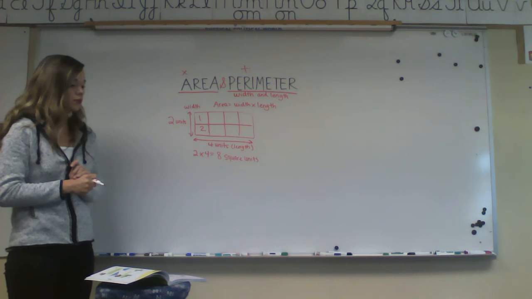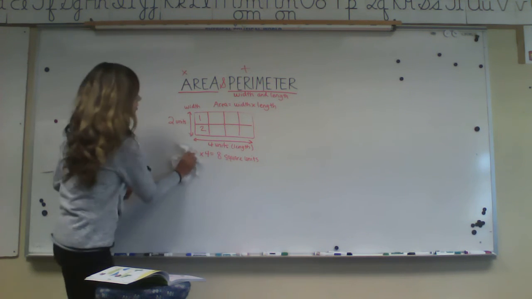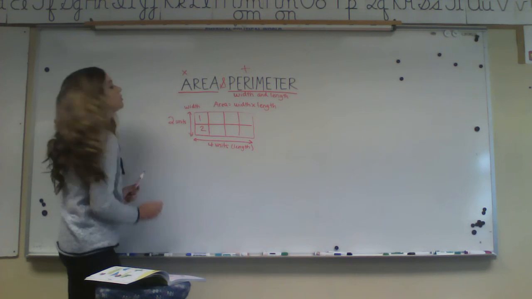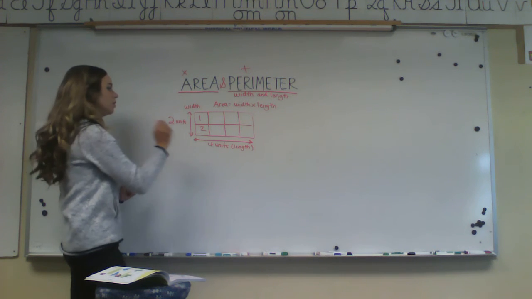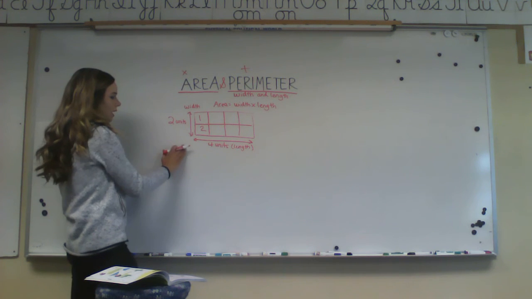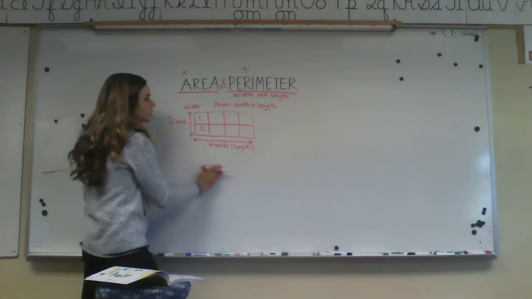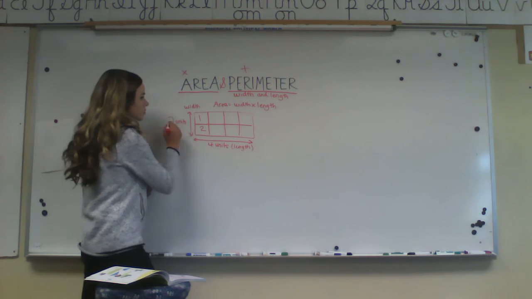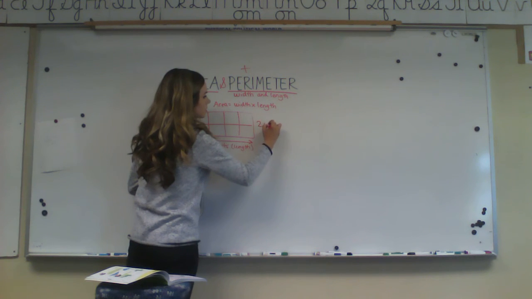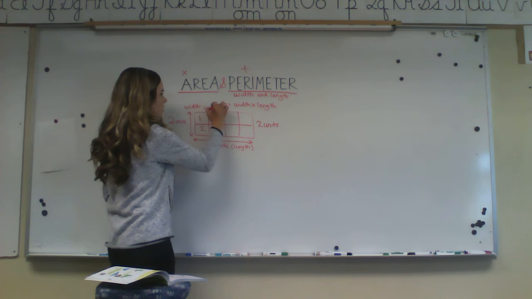Now, if we were to find the perimeter of this same rectangle, let's erase this guy, we are going to add all the sides together. So we have 2 units on this side. We have 4 units on this side. We need to count this side and this side as well. So you already know this side is 2 units, so you know this side is 2 units. And then up here we see 4.